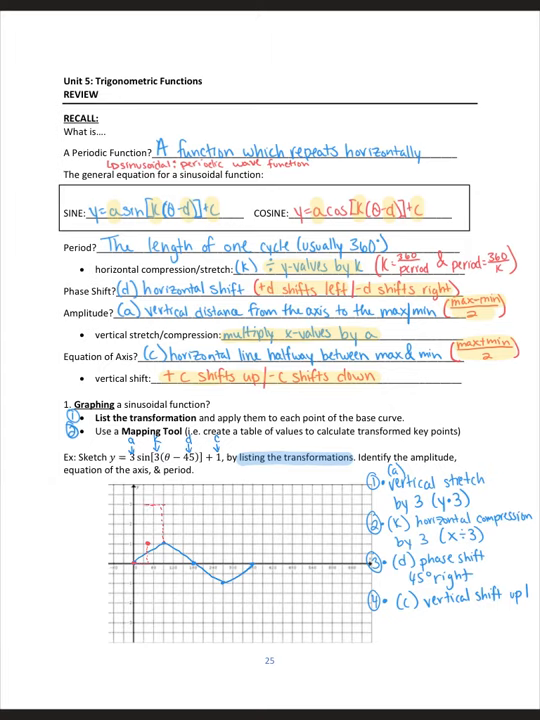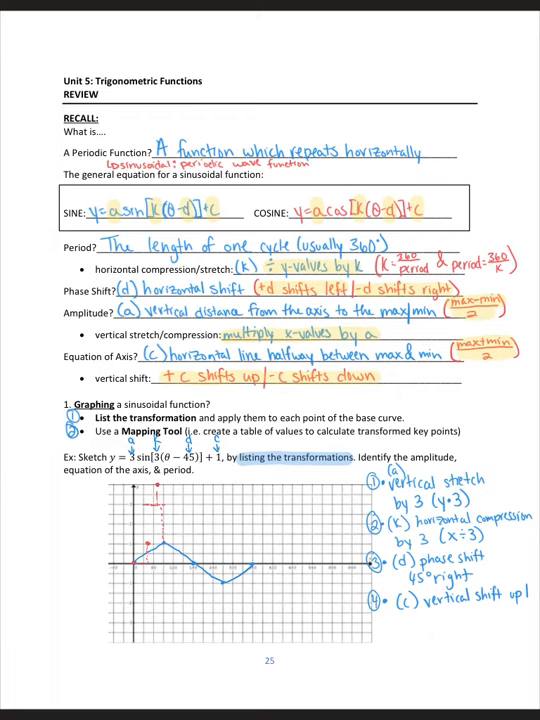So we stretch it up, and then we compress it back to 30. And then we're going to shift it right. So we're at 30 right now. We have to go over 45, so that's going to put me at 75. So here's 60, and here's 75, somewhere between our 60 and our 90. And then finally we have to shift it up 1. So we're going to be right there.